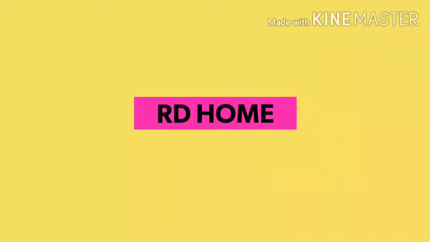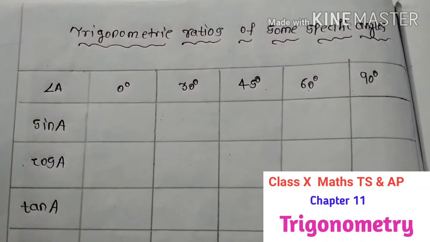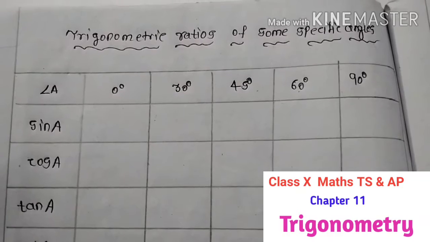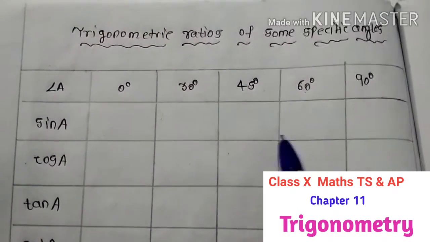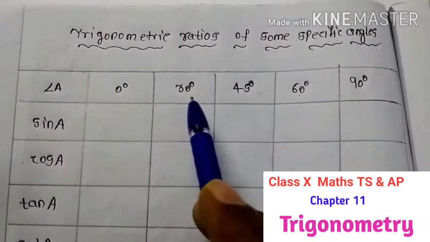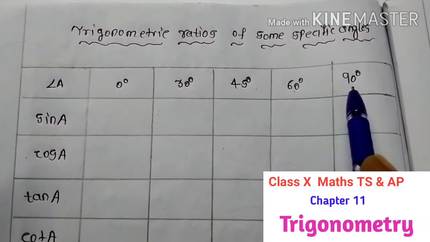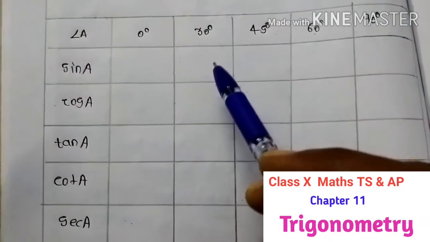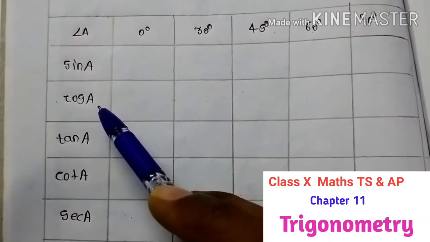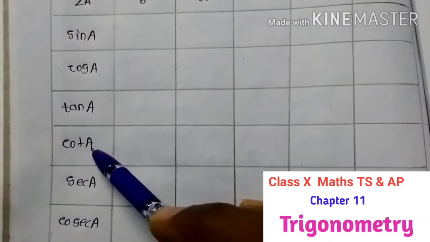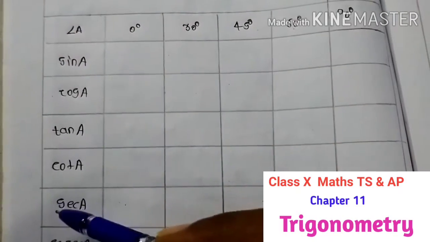In this video, we will discuss class 10th maths trigonometry. See here, trigonometric ratios of some specific angles. In this chapter, we will discuss mainly 0 degrees, 30 degrees, 45 degrees, 60 degrees, and 90 degrees only. Already you know the trigonometric ratios, that means sine, cos, tan, cot, sec, cosec. These six ratios we will discuss.